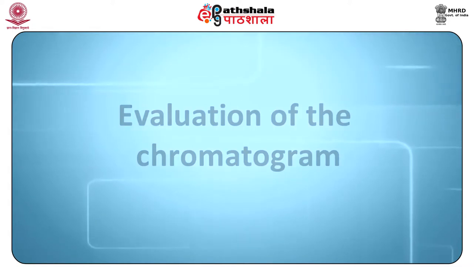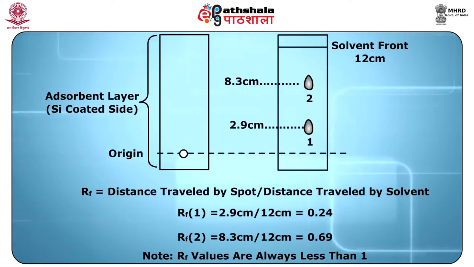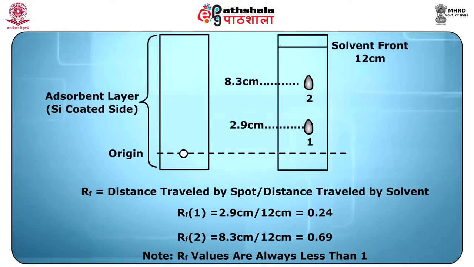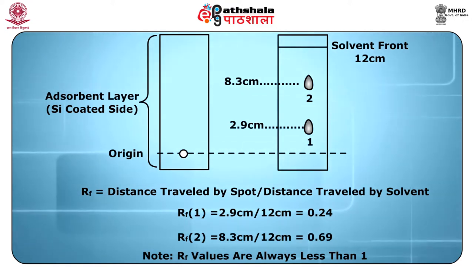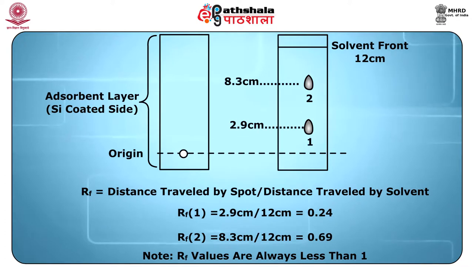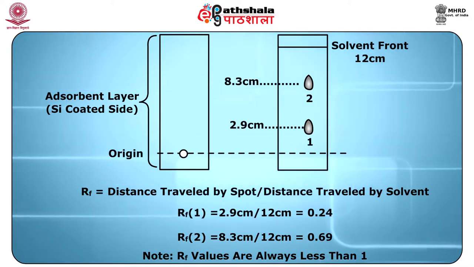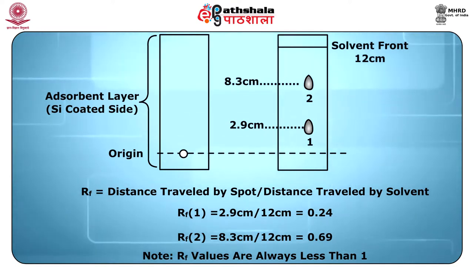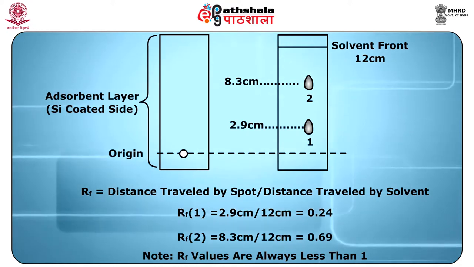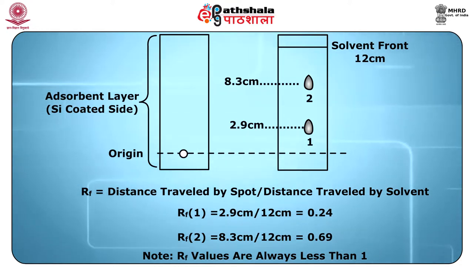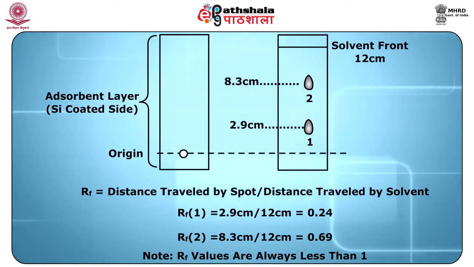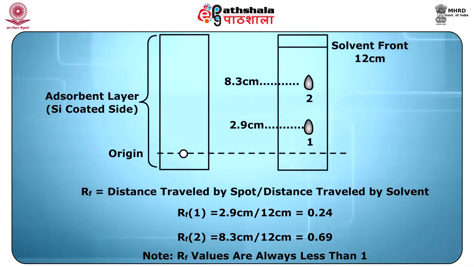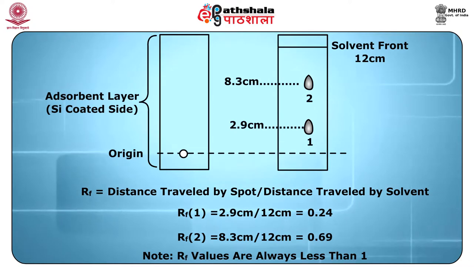Evaluation of a chromatogram. As can be seen here in the figure, the origin point and the development point on the adsorbent layer can be marked. And the Rf values are calculated from the point of application to the solvent front, as a ratio from the point of the component which is adsorbed on the given surface. Rf is defined as the distance traveled by the spot over the distance traveled by the solvent. A few of the examples have been depicted here. And it has to be noted that the Rf values are always less than 1.